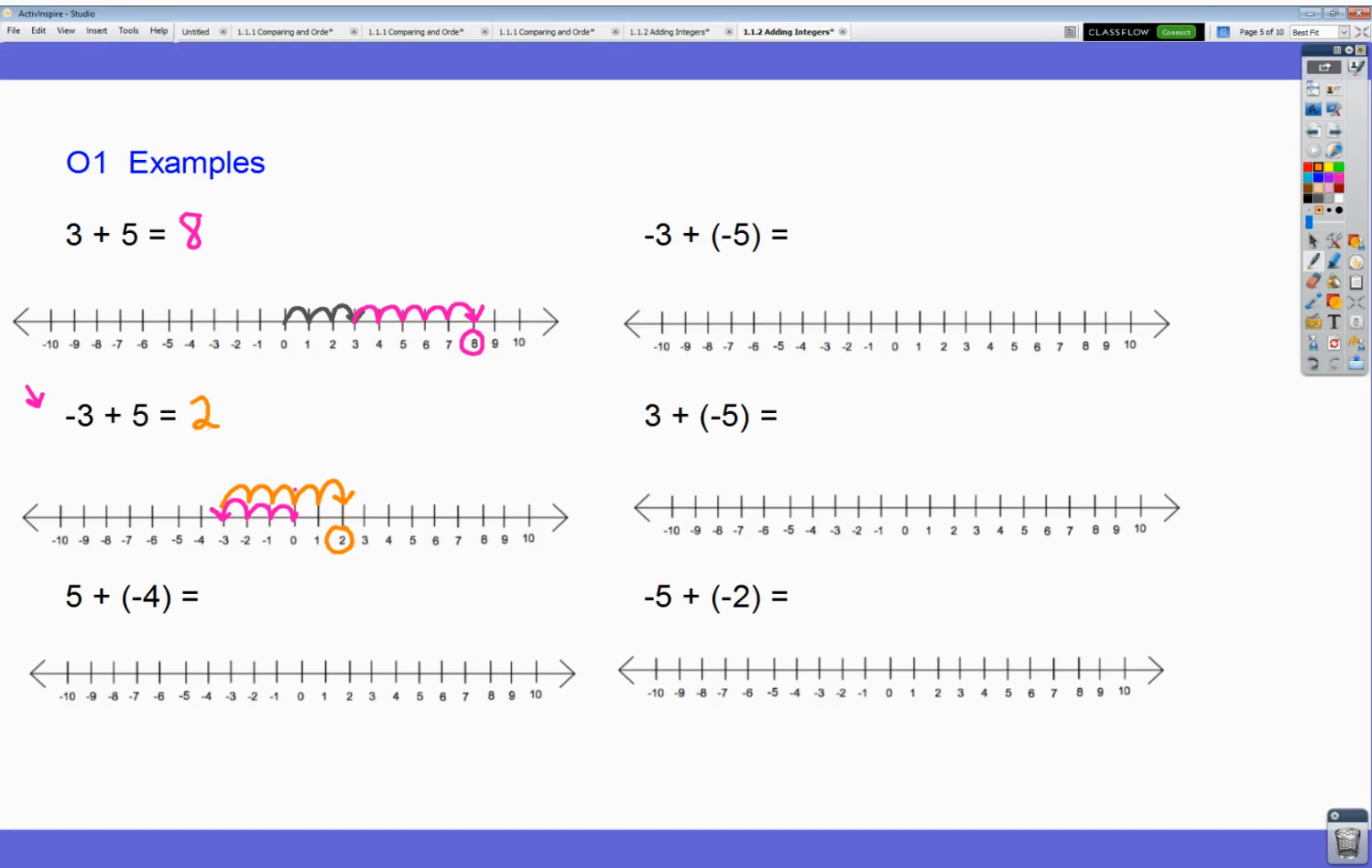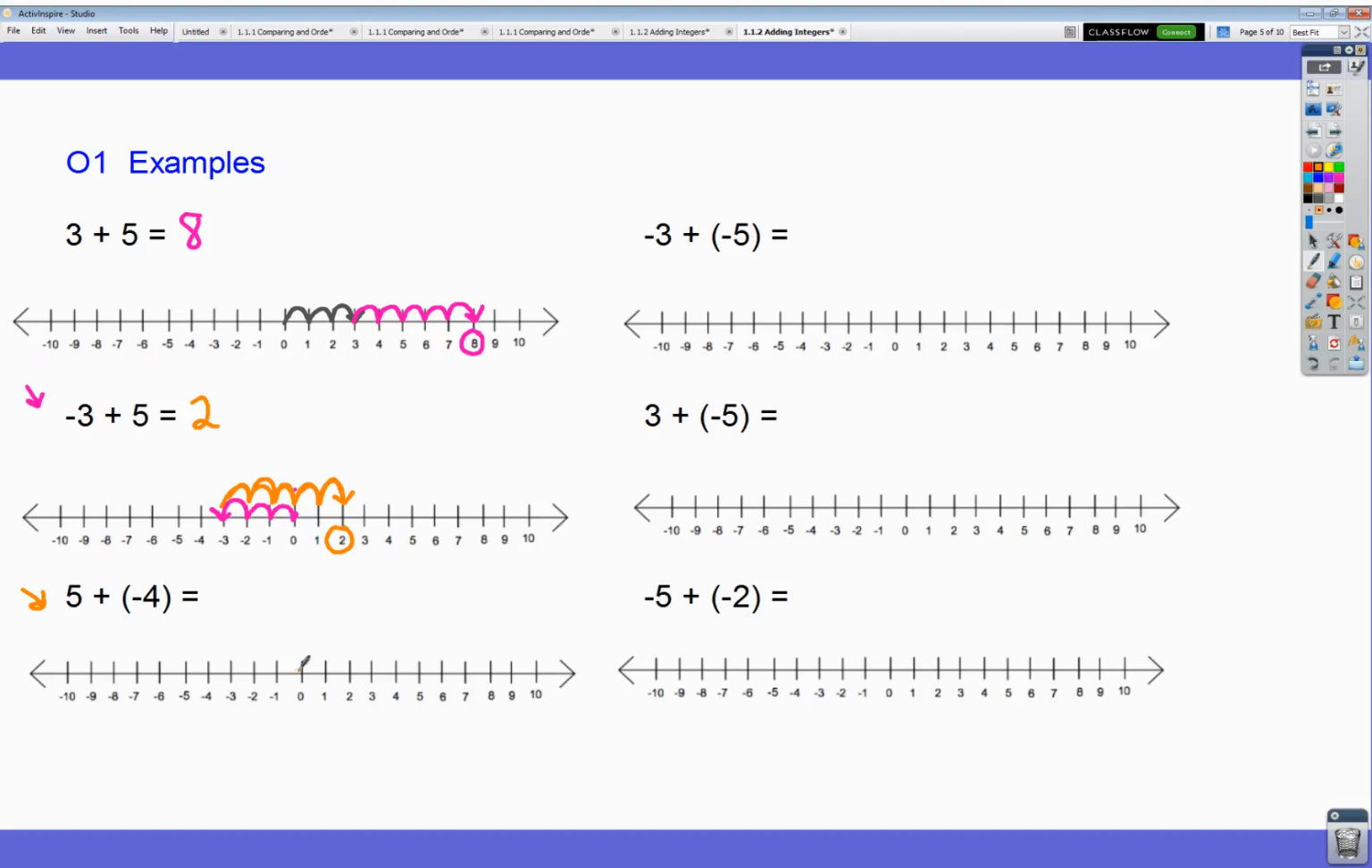Negative numbers we can think of in terms of money. So if the number is negative, it means we owe money. If it's positive, it means we got some money. So -3, we owe someone $3. Now we got $5, so we pay back the $3, and then we still have $2 left for ourselves.